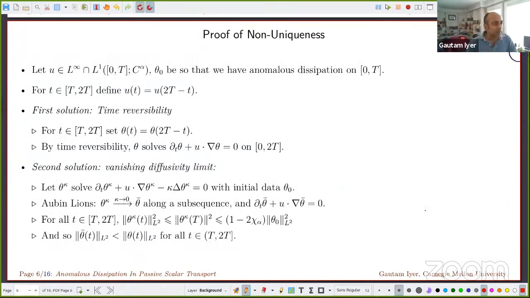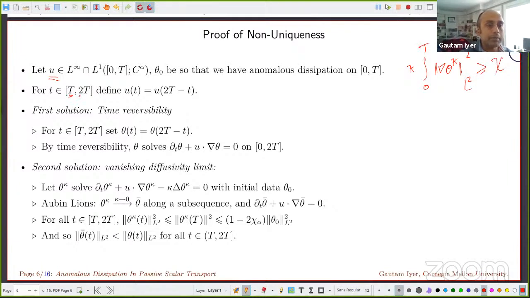So here's how I would do the proof. If you grant me the anomalous dissipation theorem, which I'll prove in a second, right? I'm going to pick u to be the velocity field that gives me anomalous dissipation, right? So I know that kappa times the integral from 0 to T of the norm of gradient theta kappa in L2 squared is bounded below by something. Let's call it chi, times the initial data, let's ignore it, right? Okay. So now what I'm going to do is let me double time. Instead of going to time big T, let me go up to time 2T.